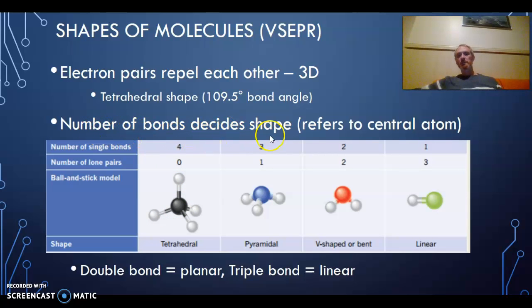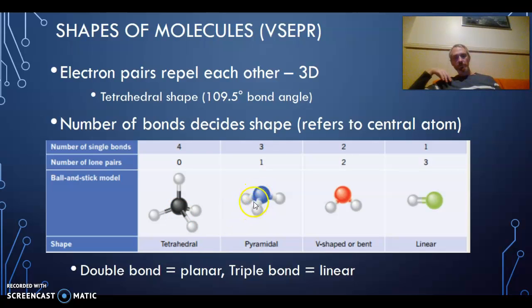The number of bonds decides the shape of a molecule, and it refers to a central atom. These are relatively simple examples here. The first example is where we've got 4 single bonds. All of these examples show something bonding with hydrogen, but it doesn't have to be hydrogen. This black atom in the middle is carbon because it makes 4 single bonds. And you can see that representation of the 4 things coming off it as far apart as they can, tetrahedral.